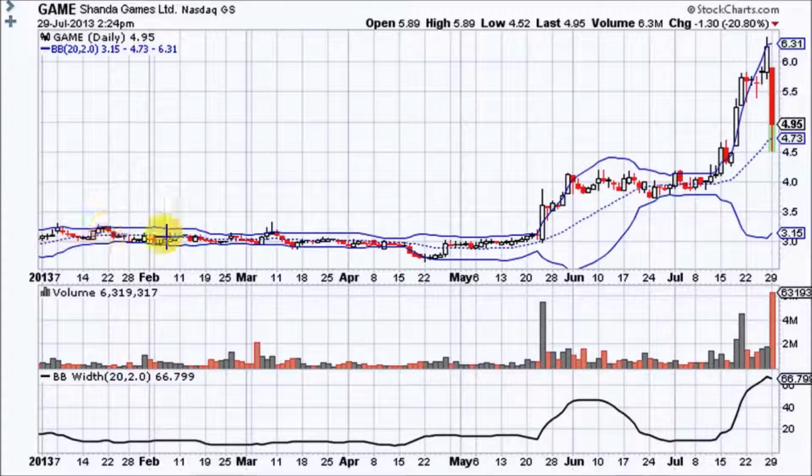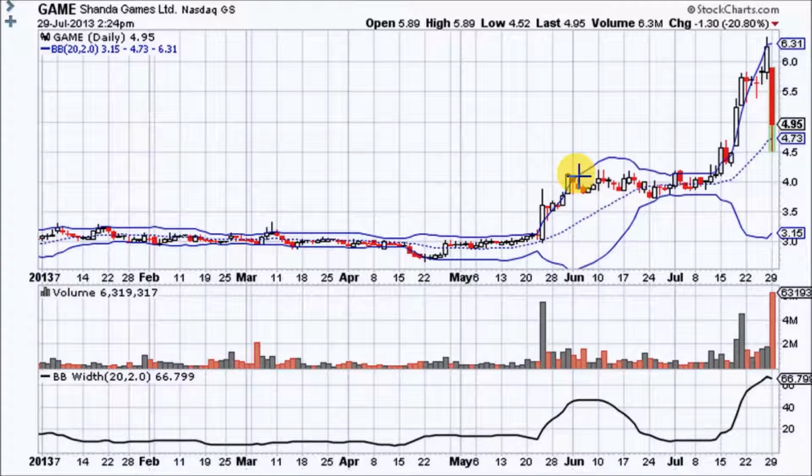Now let's take a look at GAME, G-A-M-E. This was an extremely long period of consolidation at $3 where it didn't move. So there is a very low reading on the bandwidth indicator. Right here is a pretty nice pinch. As volume comes in, it sends it breaking out to new highs above all areas of resistance in the past. And again, pretty good volume as it breaks out again to new highs.